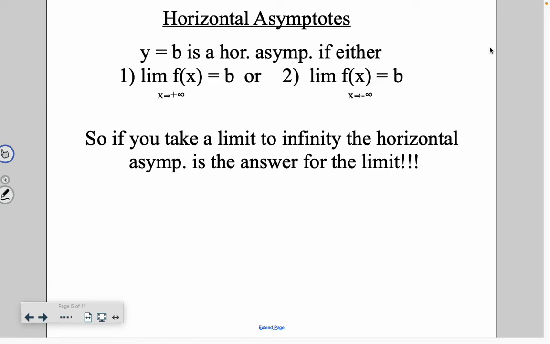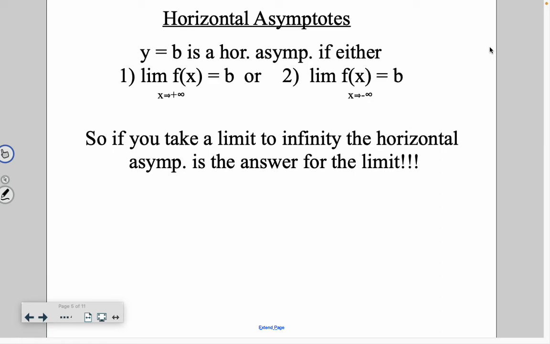Like I said, you're just finding the limit of the function, and whatever that limit is where you have a horizontal asymptote. Horizontal asymptotes are also called end behavior asymptotes, because at the 2 ends of the graph, that's what the graph approaches, the asymptote.